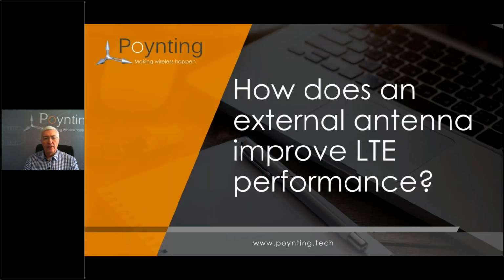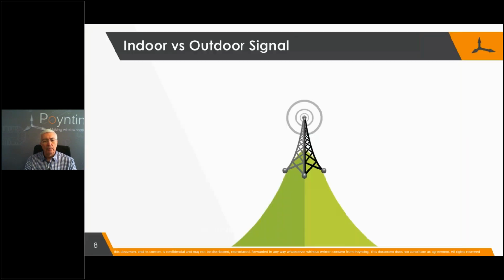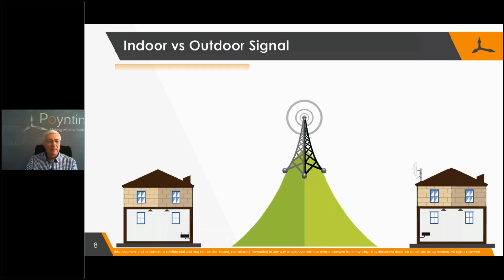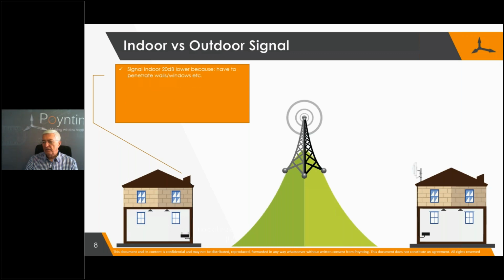Right. So let's have a look at how an external antenna improves your LTE performance. So let's look at two scenarios. We have two homesteads here. On the left-hand side, you have a homestead or a house, a building, without an external antenna, and on the right-hand side there, you can see our antenna. In this case, it's an XPOL 2. So let's have a look.